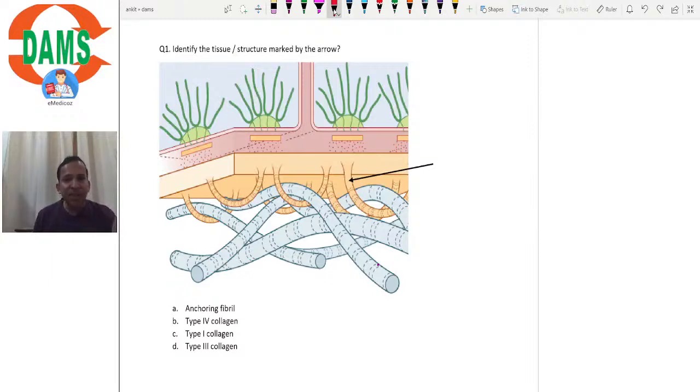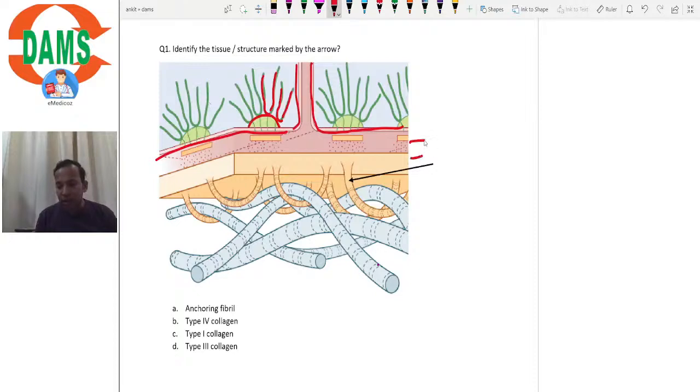So let's first identify the tissue that has been shown in this picture. What you can see here are some hemidesmosome-like structures. This is a hemidesmosomal structure. Then you can see two compartments, so maybe they represent cells, and these hemidesmosomal attachments can be seen clearly.